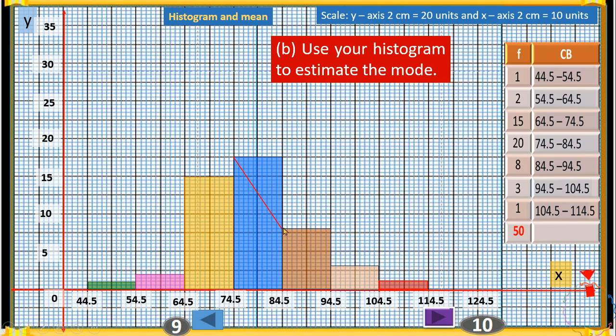The red line represents that line. We'll do the same thing from the right top corner here. We join it to the right top corner of the rectangle to the left of the modal class. That gives me the black line. The red line and the black line intersect at this point. That point is the mode. Remember, the blue rectangle is the modal class. The mode is the particular number with the highest frequency in this particular class, and that's what is being indicated by the arrow.